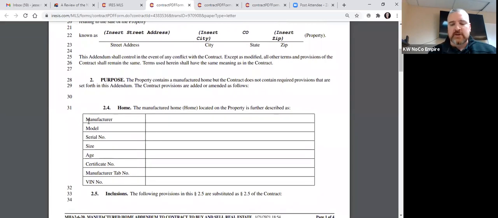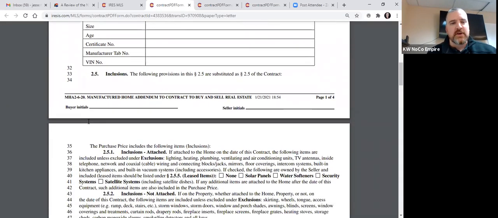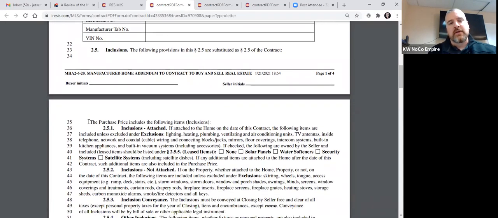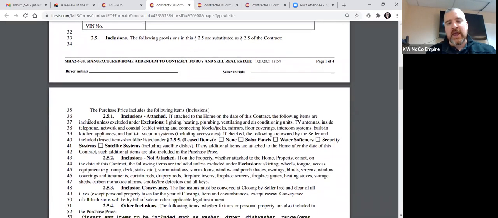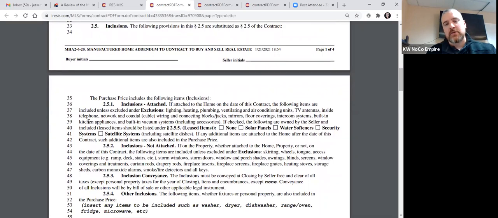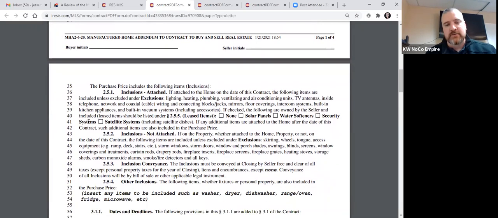We've got the manufacturer, model, serial number, all those things, okay? What we don't have is a lot number, because we're not talking about a lot number in this case. It's not in a mobile home park, right? It's on a piece of land, or it's included with a commercial property. Okay, so inclusions. So again, we list some inclusions that are common in residential transactions that would not be there in a land transaction or in a commercial transaction.